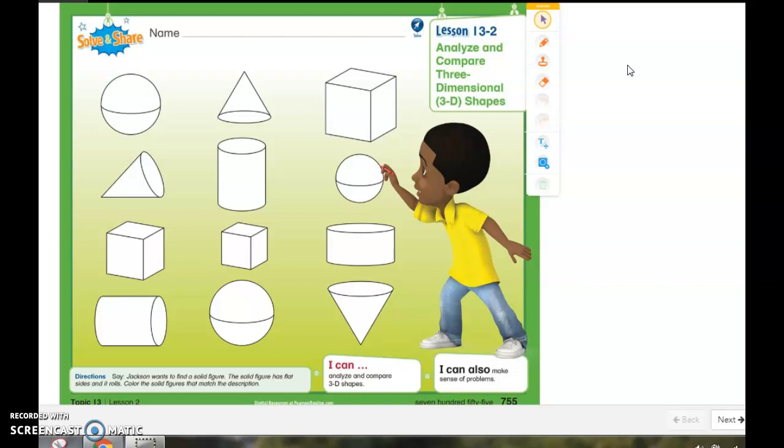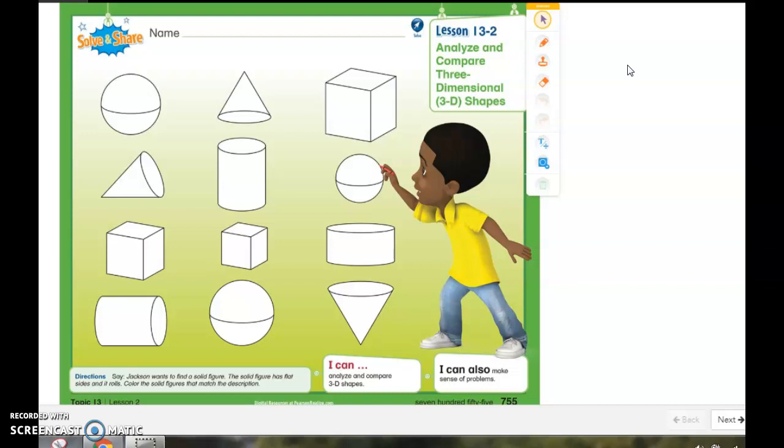Analyze and compare 3D, three-dimensional shapes. Okay, so we're going to look at those shapes we're learning, and we're going to look at how they're alike and how they're different. They just use way fancier words than we do, but we are going to analyze and compare. We're going to look at how they're the same, maybe how they're different, and we're going to explain those things.